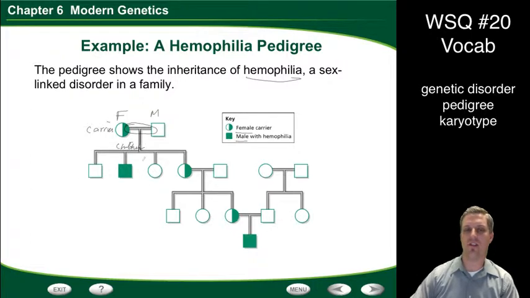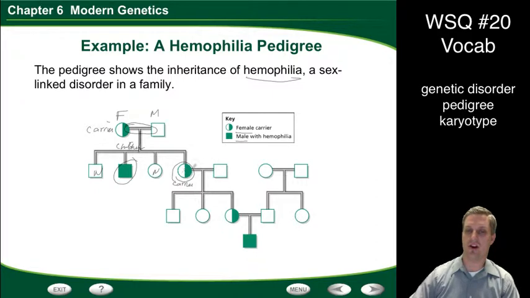Now, how many children did they have that actually had hemophilia? Well, we can see they had one son that had hemophilia. They had one daughter who was a carrier as well. And they had 2 children who were normal. These children did not have any of the hemophilia disease.